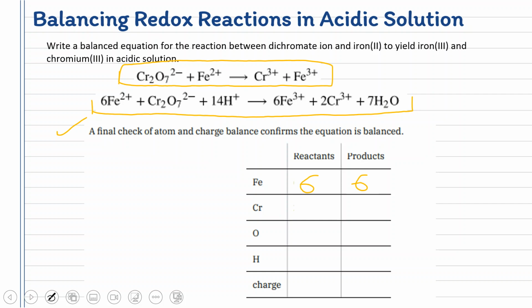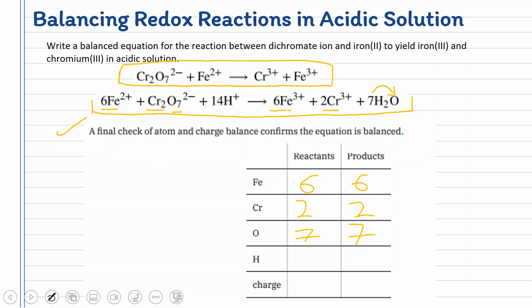We have 2 Cr on the left. This is it, 2 Cr on the left, and 2 Cr on the right. Remember this 6 Fe is here, this 6 Fe is here. That's why we put the 6. For oxygen, we have 7 oxygen here, and this 7 is affecting this oxygen. So we have 7 on the left, 7 on the right.